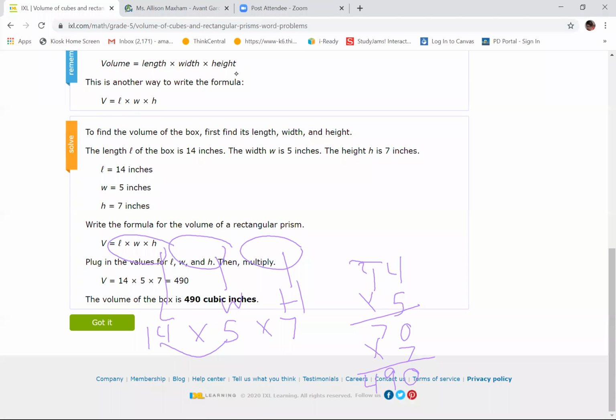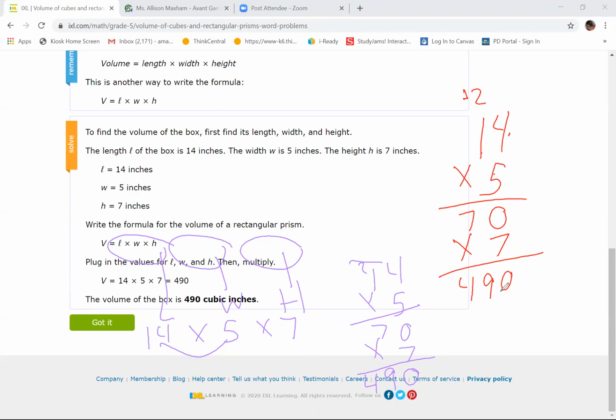Let me try my math again. I'm not going to erase this, because then I can find my mistake. Let's start with 14 times 5 again. 5 times 4 is 20, and 5 times 1 is 5, plus 2 is 70. And then it's going to be 70 times 7. I know 7 times 7 is 49, and it's 490. This is what I got. So where did I make that mistake?